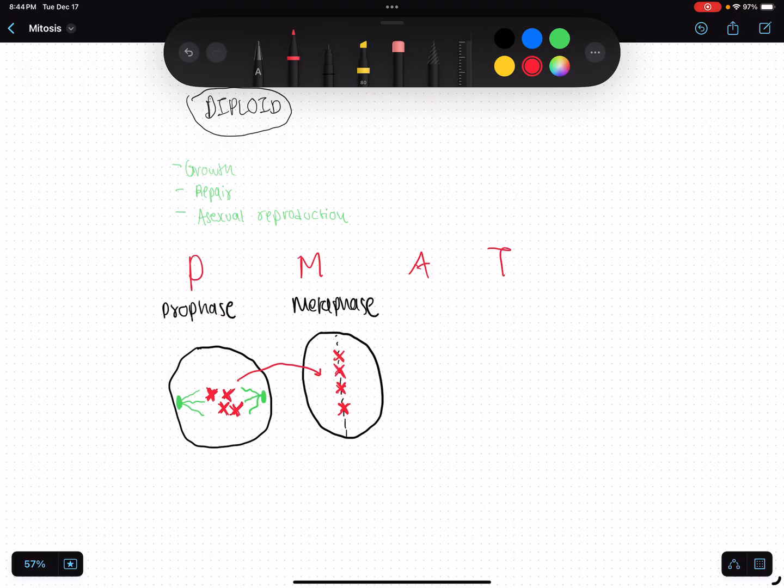And then the spindle fibers that we have, now I'll just erase this.